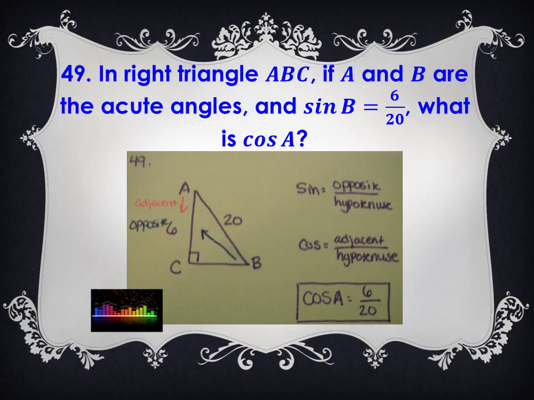Then we are told to find cosine of A. Cosine is adjacent over hypotenuse. So we take our adjacent side of A, which is 6, and put it over.